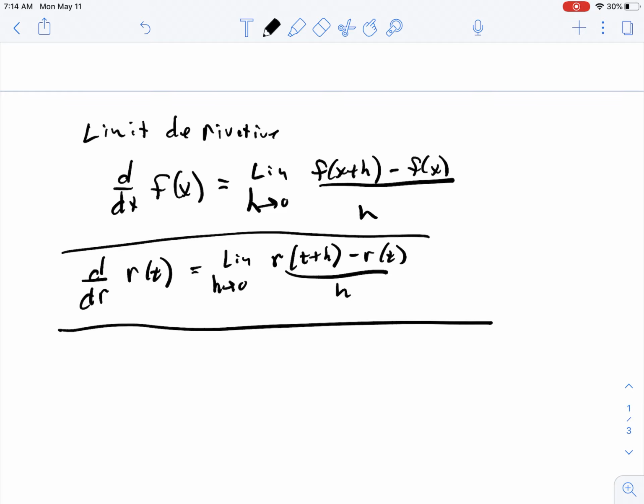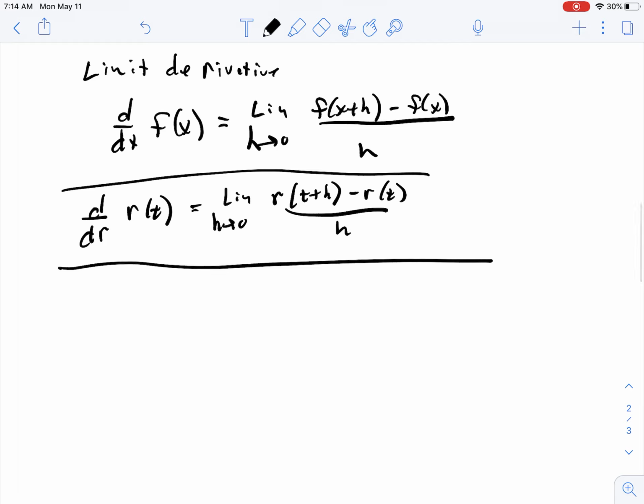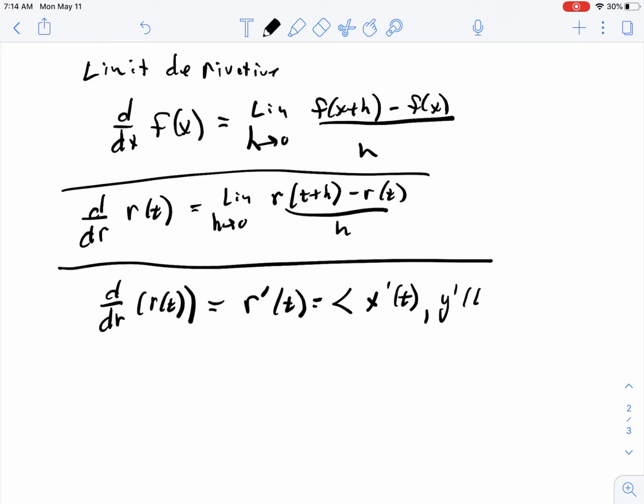So let's use simple notation now. Let's use Euler's notation. So if I say d dr of r of t, okay, which would mean that this is r prime of t, which means you're just doing the derivative of each component, just like a limit. So you have x prime of t, y prime of t, and z prime of t.